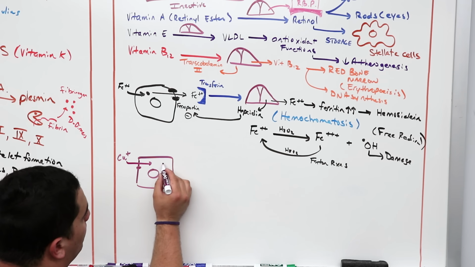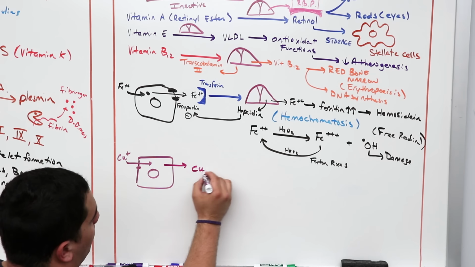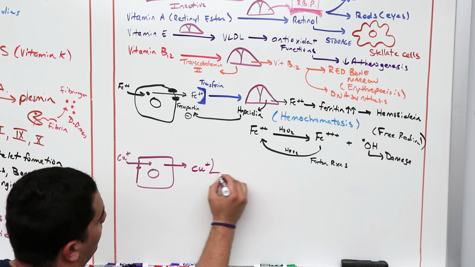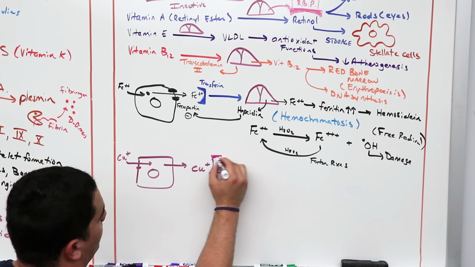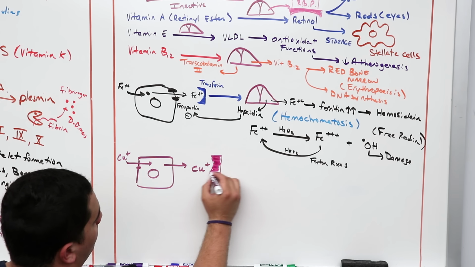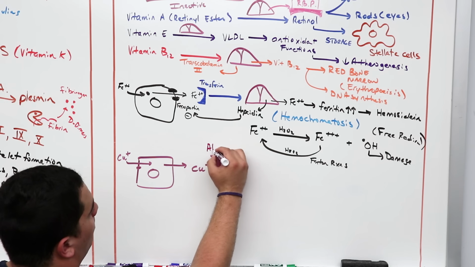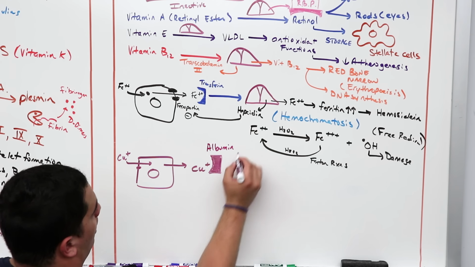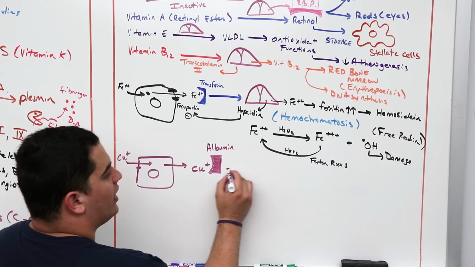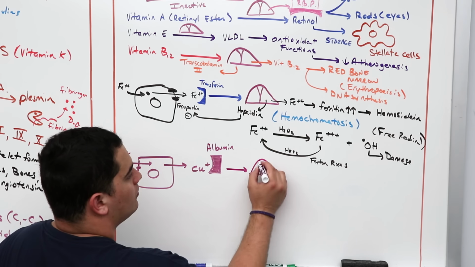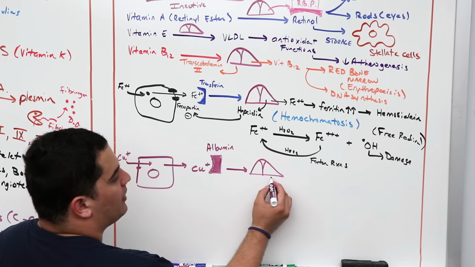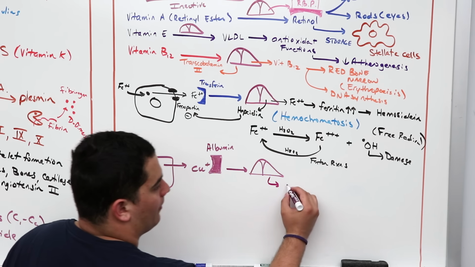Now, when we take this bad boy up, we actually have the copper bound to another protein here. Let's say here's this protein. This one transports it to the liver. And this protein that binds onto it is actually called albumin. And then what will happen is this copper will be transported to the liver. Now, what happens with this copper? Let's say we take this copper out here.